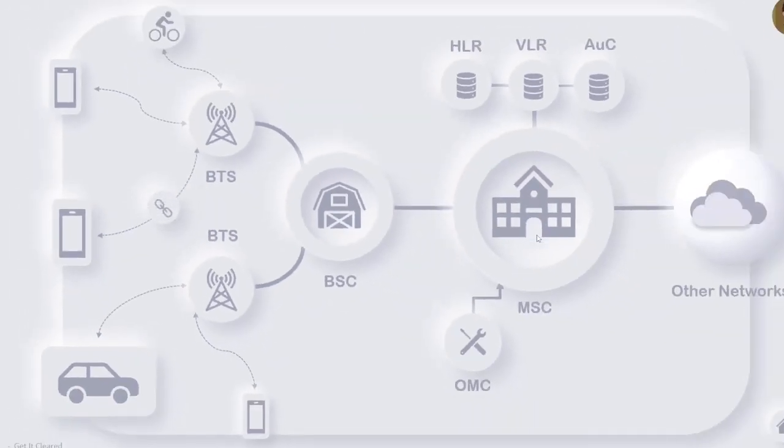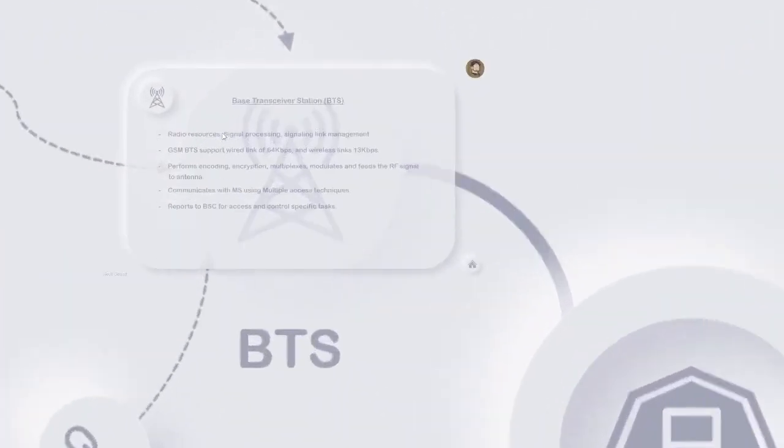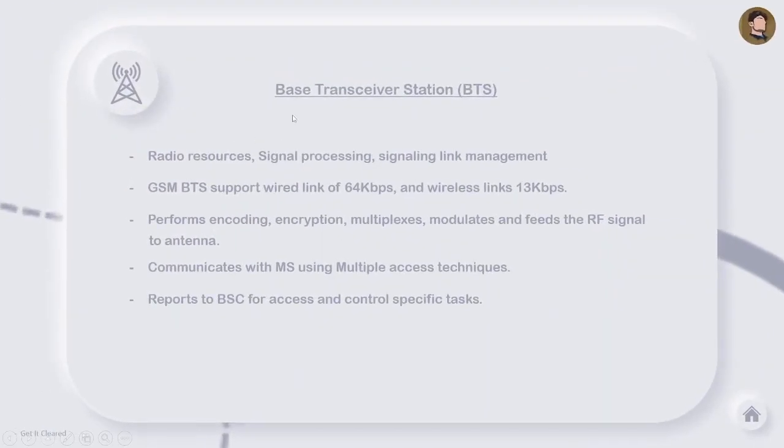Now let's talk about your actual mobile tower. A mobile tower in GSM is called a base transceiver station, or BTS, or sometimes for ease it's also called a base station, BS. It's responsible for radio resources, signal processing, signaling, and link management. The GSM BTS supports a wired link of 64 kbps and a wireless link of 13 kbps.